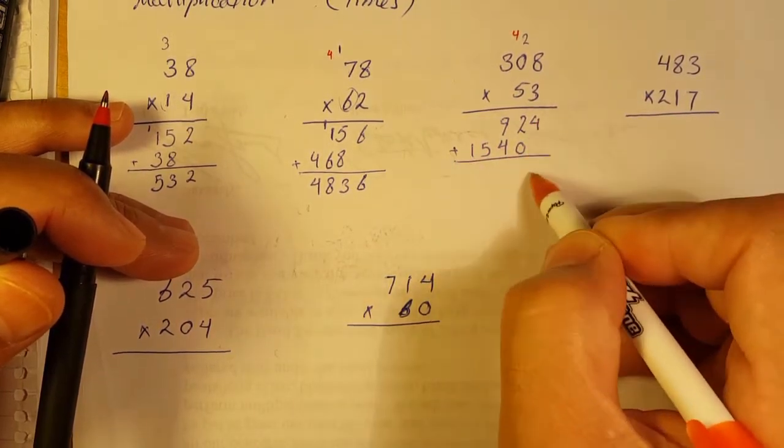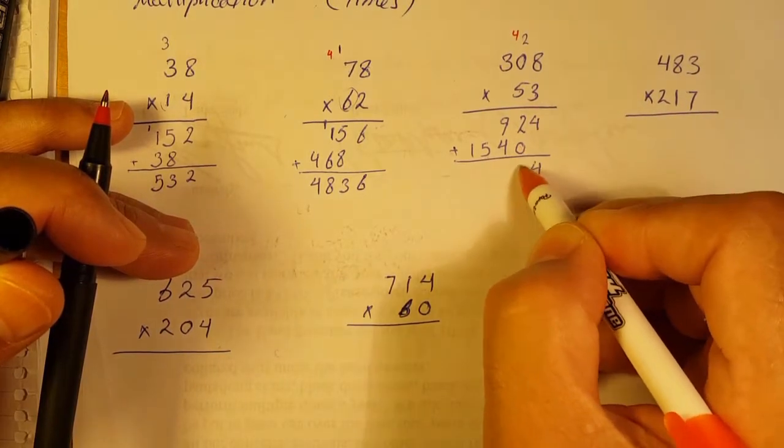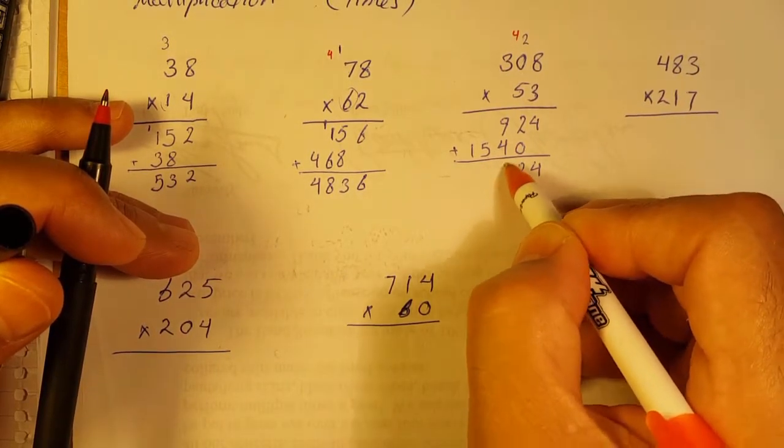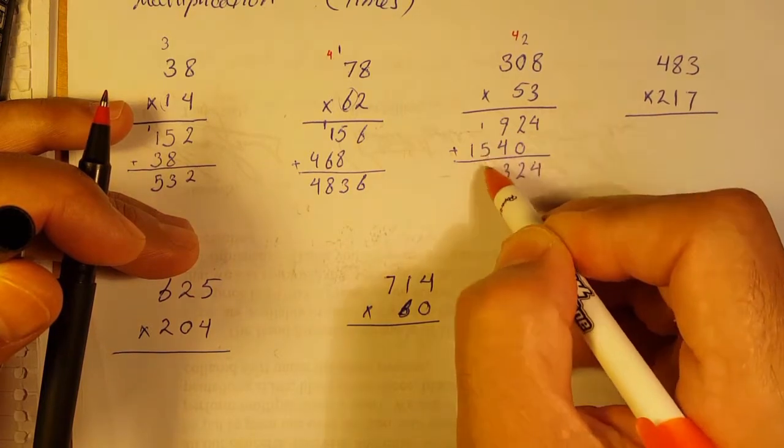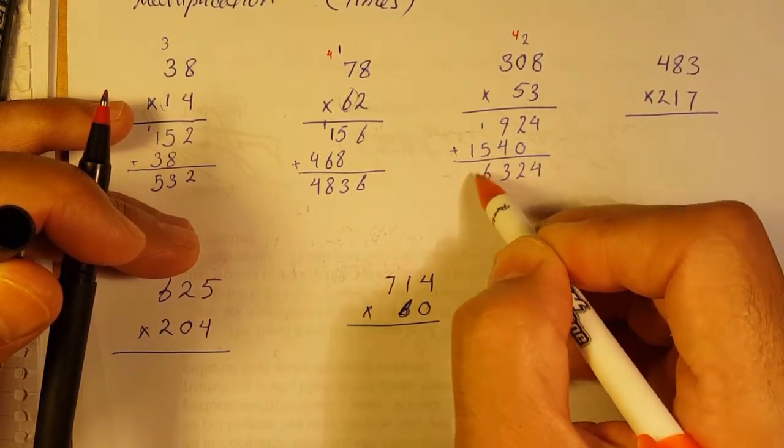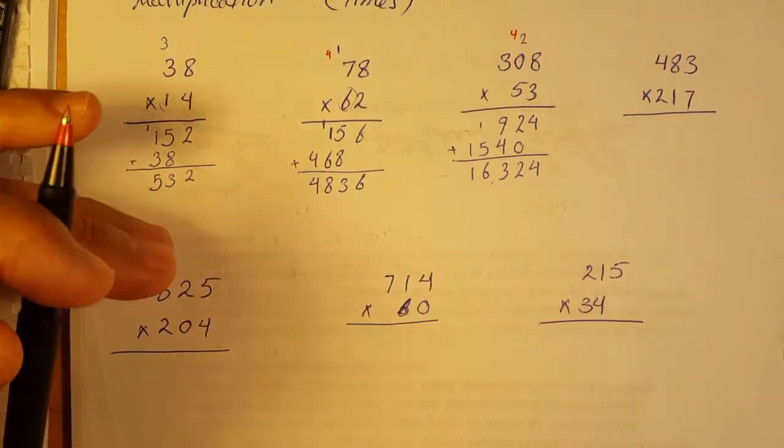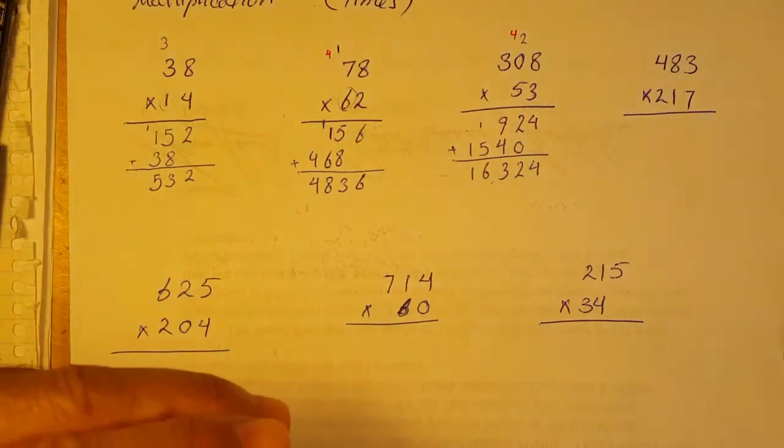Now we add these two numbers. 4, 2, 9, and 4, 13. 1 goes up. 5 and 1, 6. 1. 16,324 is the result.